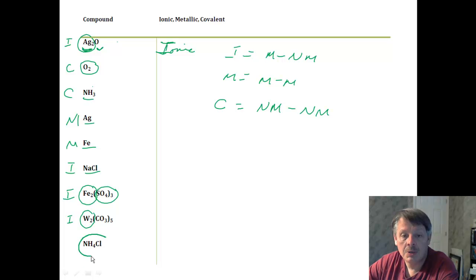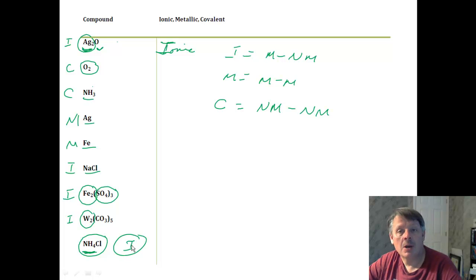And then this one is something that you would say is going to be covalent. And I'll tell you, this is a trick question because you don't know about the NH4 thing yet. That's a polyatomic ion. We're going to talk about that in a later podcast. This happens to be ionic. Now, if you put covalent, that's okay, but this is going to be ionic, and you'll find out why later.